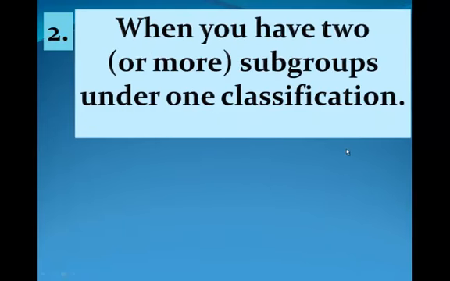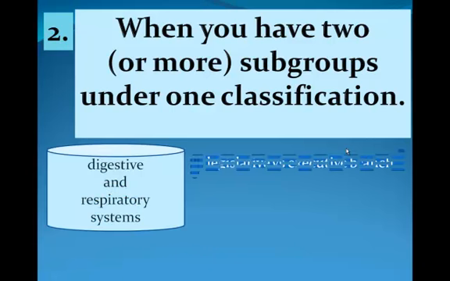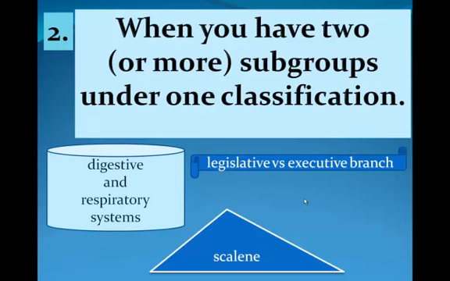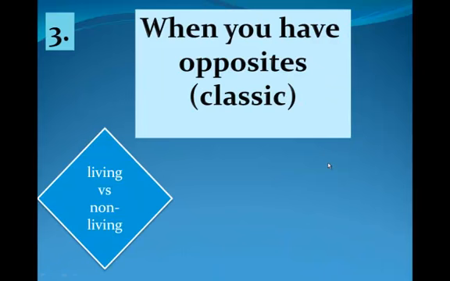Second great place is when you have two or more subgroups under the same classification. So if we're talking about body systems, we might compare these two specific body systems. When you have opposites, and this is classic, we've done this forever.